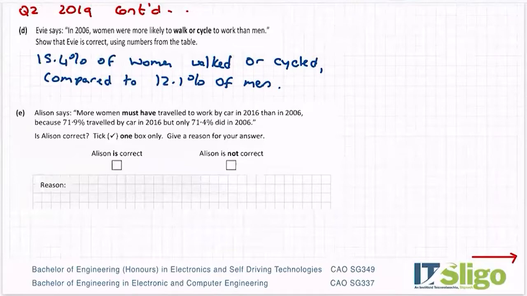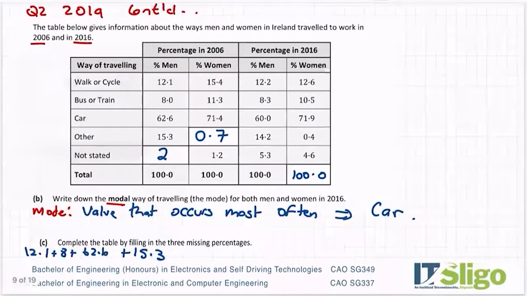So Alison then says in part E, more women must have travelled to work by car in 2016 than in 2006, because 71.9% travelled by car in 2016, but only 71.4% did in 2006. Is Alison correct? Okay, this is quite a confusing one, because 71.9 is indeed bigger than 71.4. However, the problem here is you're dealing with percentages.